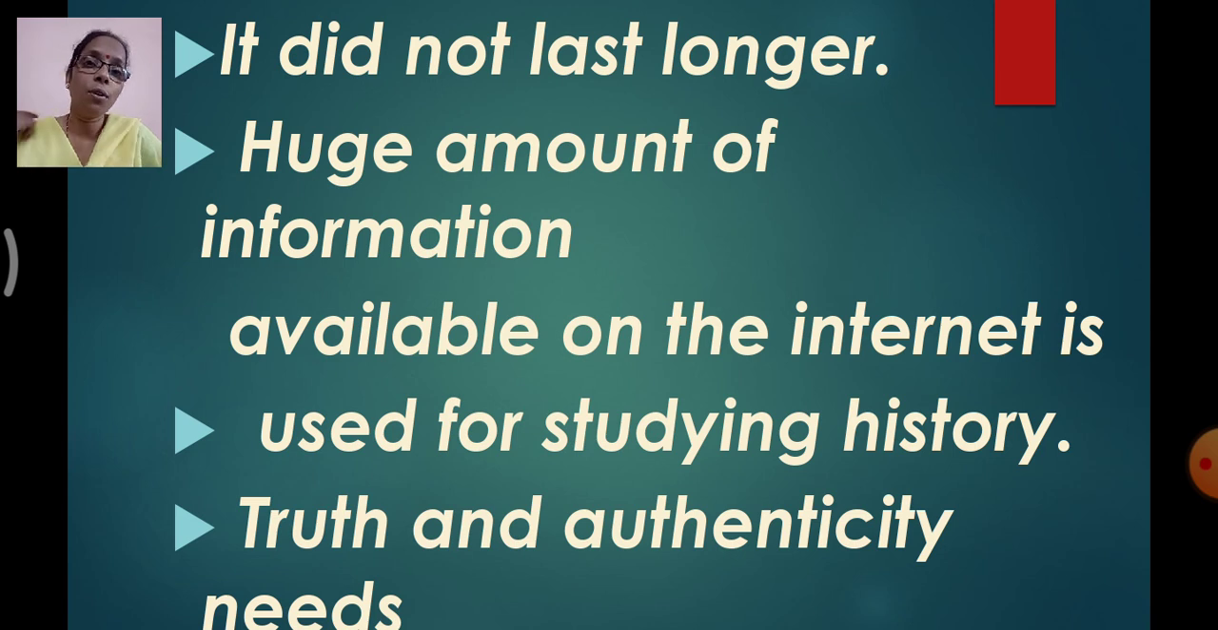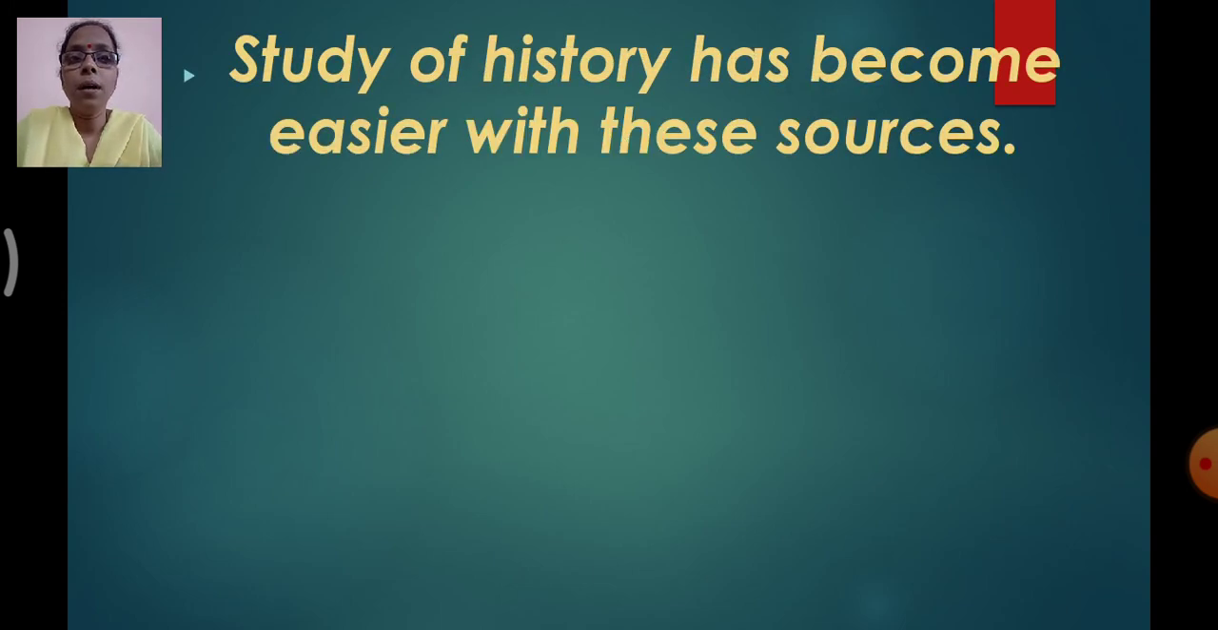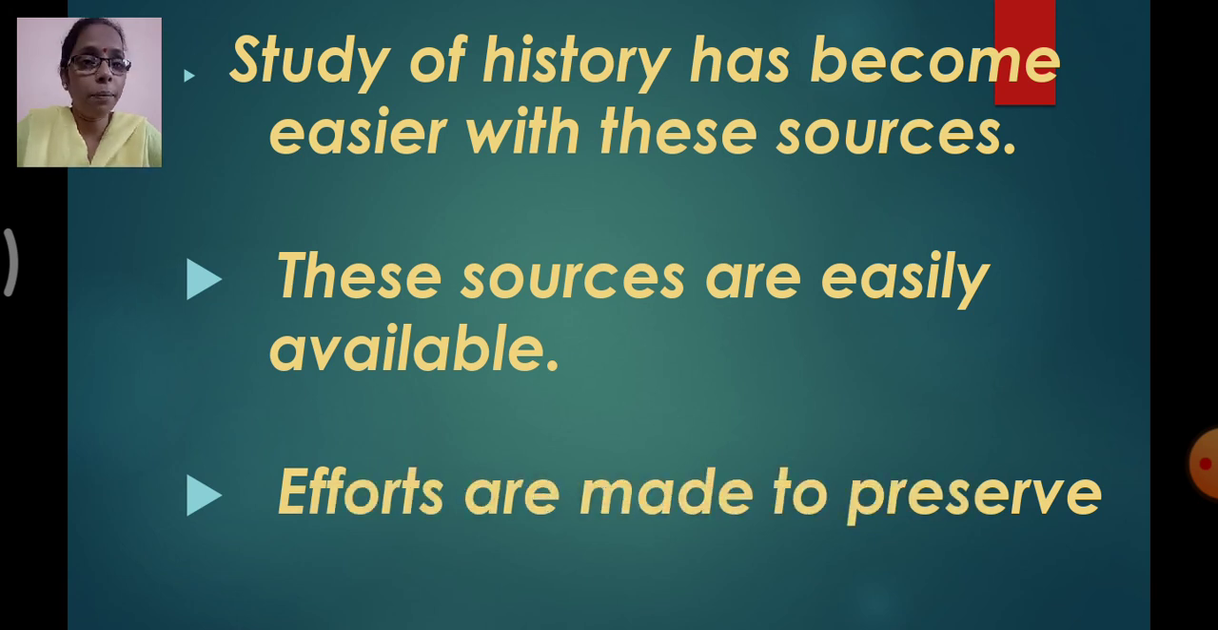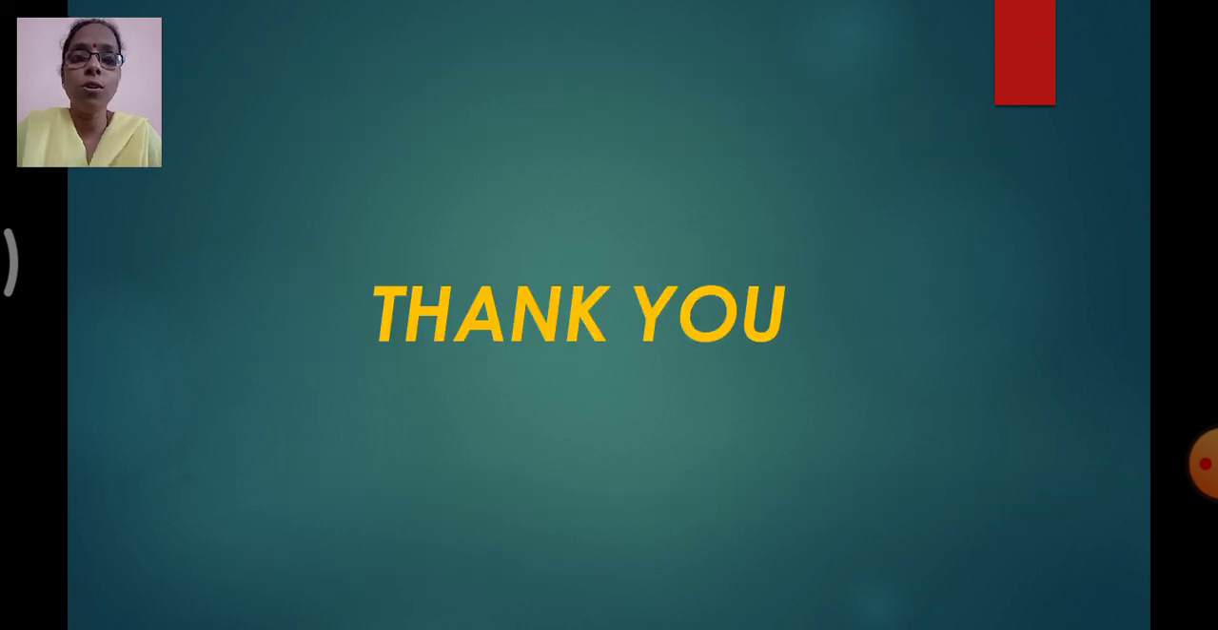Then what is required? Whatever information is provided as a source, accordingly you need truth and authenticity. Whatever information is available should be reliable and authentic, right? Further, the study of history has become easier with these sources. As these sources are available, we find that the study of history has become easier, and these sources are now easily available. Also the government has made various efforts to preserve these sources at all levels. So efforts are made to preserve these historical sources of our country.